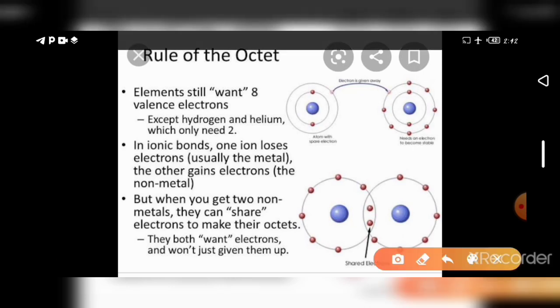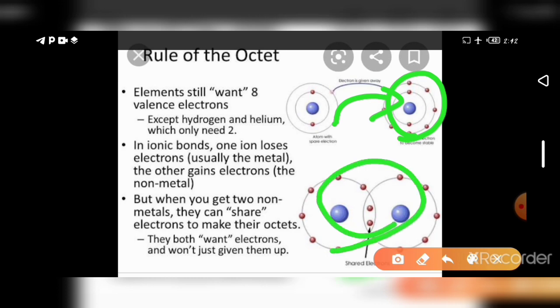See here, I show it in the diagram. In the first diagram, it loses one electron to the other element, and this element gains the one electron. But here you see, these two elements are sharing the electrons in the outer shell, so it forms a covalent bond. If it loses one electron or gains one electron, it forms an ionic bond. And sharing the electrons in the outer shell forms a covalent bond.